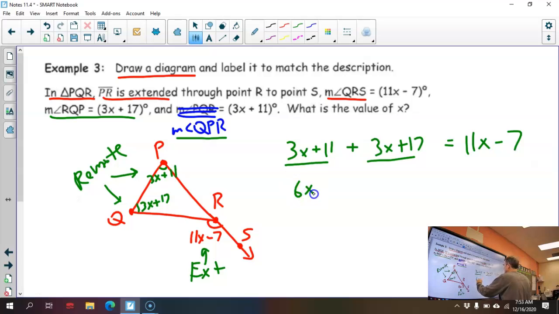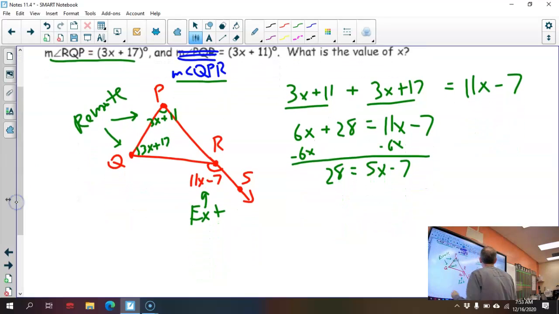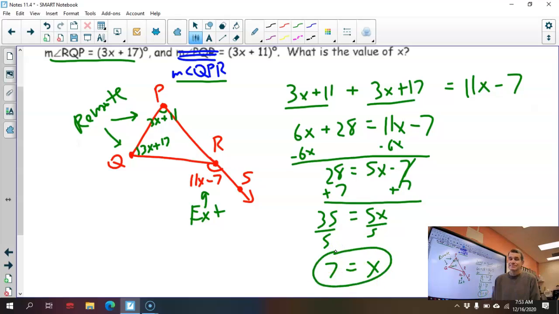Add my 3 x's together, add my 17 and 11 together. If I were doing this now, I'd probably subtract 6x from both sides. And if I were doing this, I'd probably add 7 to both sides. And finally, I would divide by 5, and I would get x equals 7. But the important thing is you learn the rule to set up the equation.